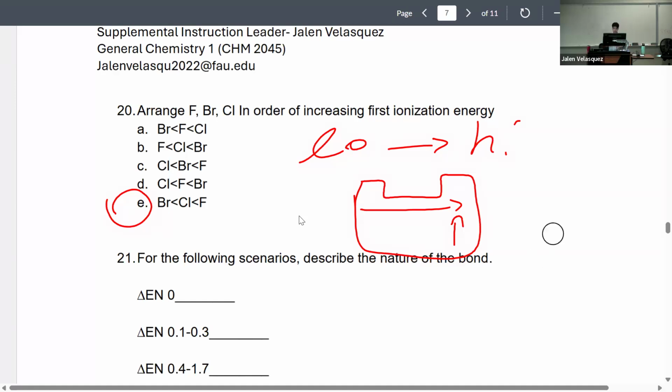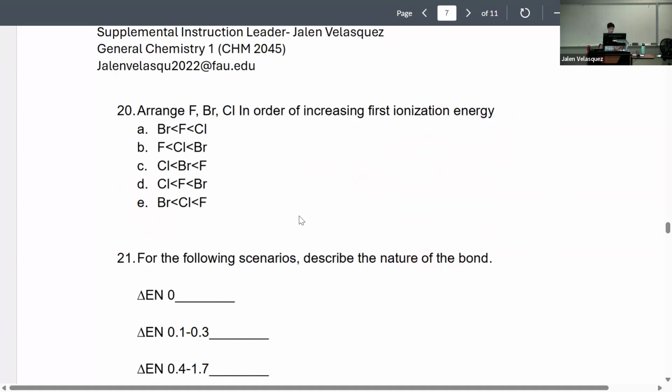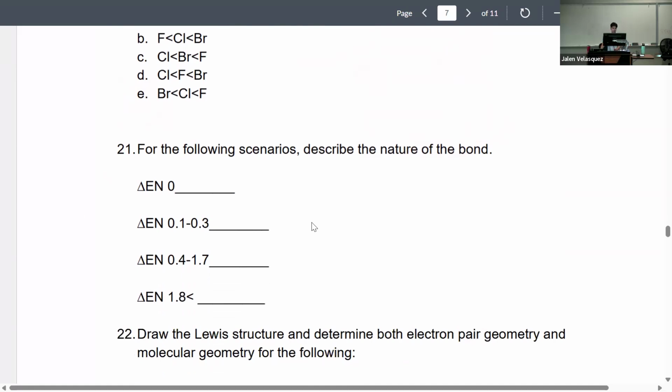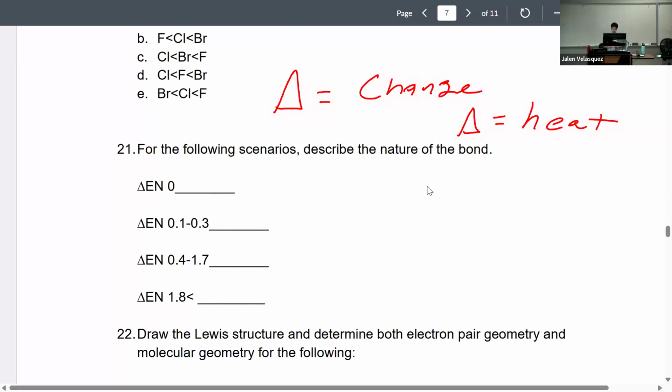Okay. So now for 21, for the following scenarios of difference in electronegativity, describe the nature of the bond. So remember this triangle in chemistry means a change in. And when you get to organic chem in a reaction, this also means heat. So if my difference in electronegativity is 0, what kind of a bond do we have? That is going to be purely covalent.